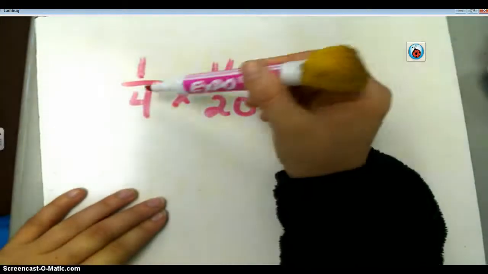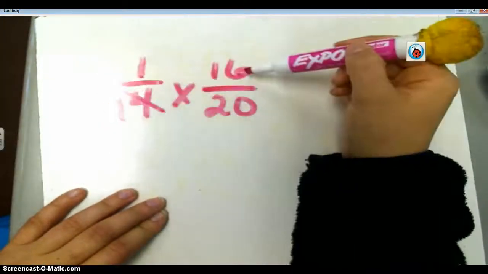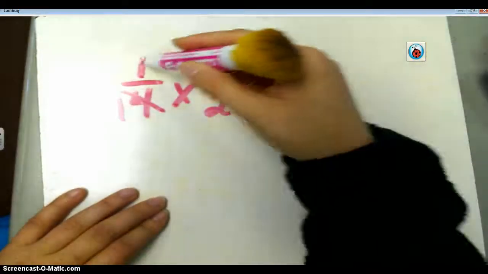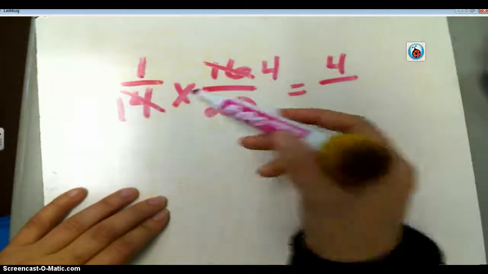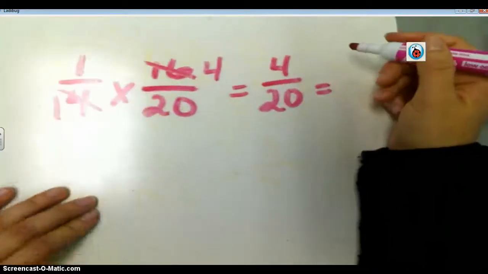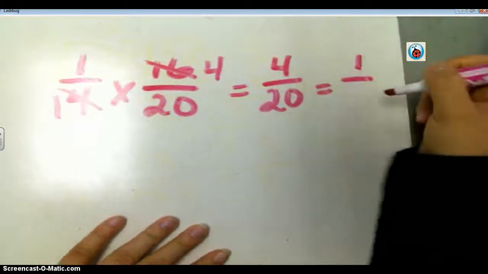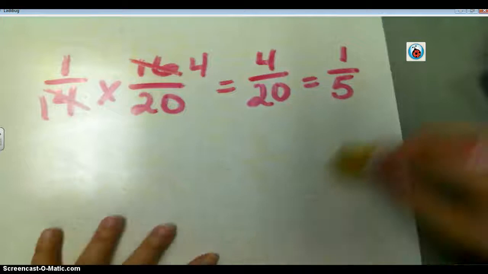4 goes into itself how many times? 4 goes into 16 how many times? 1 times 4 equals 4. 1 times 20 equals 20. Can I reduce this? 4 goes into itself 1 time. 4 goes into 20. So it reduces to 1/5. So it's always diagonal.